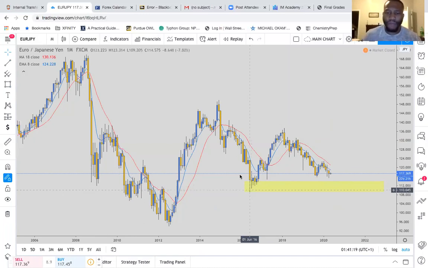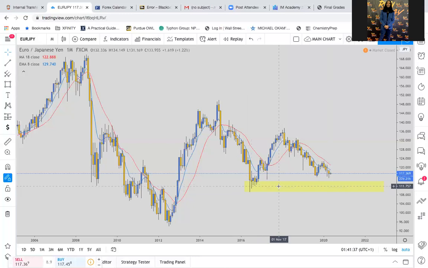So once I identify this zone, I'm like, okay, well, what's happening, right? Is price gonna come down here and reverse? Like, what's the deal, right? And if you guys know anything about institutional candles, right? You guys are familiar with the institutional candles? Okay.